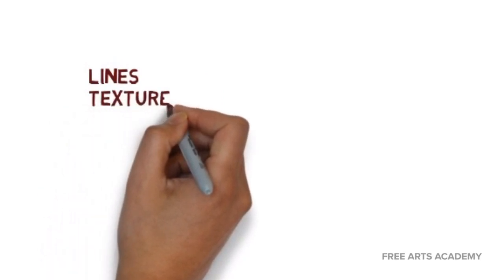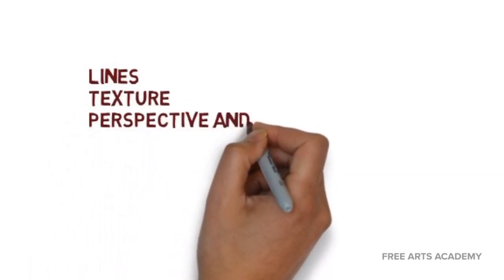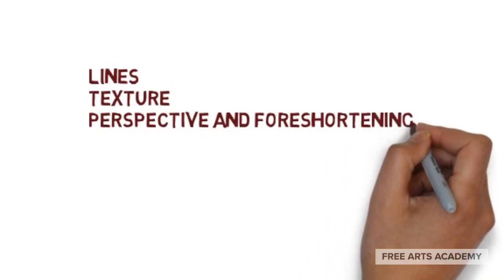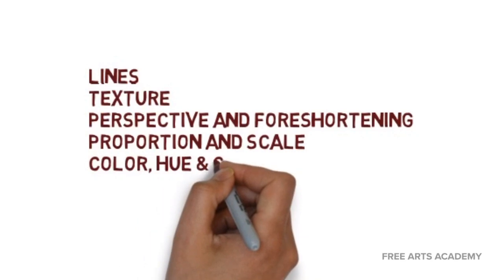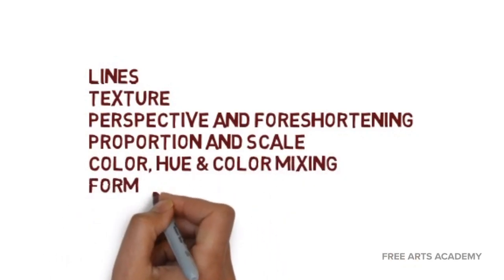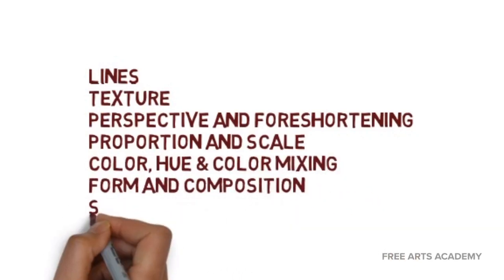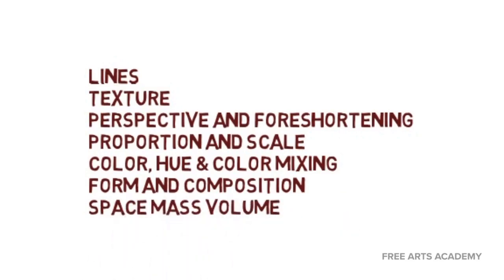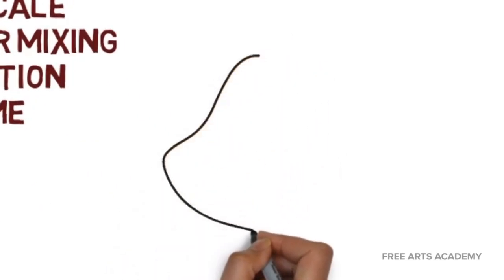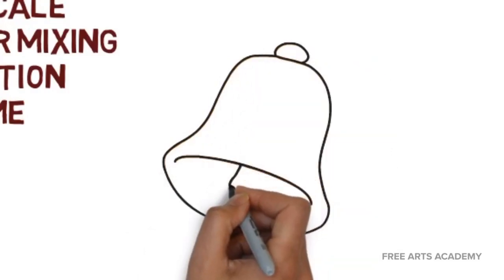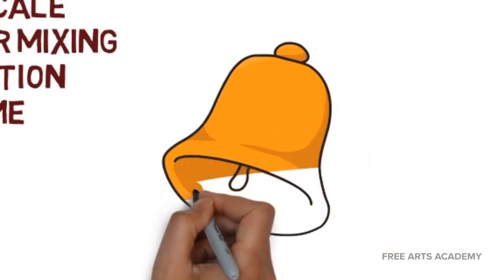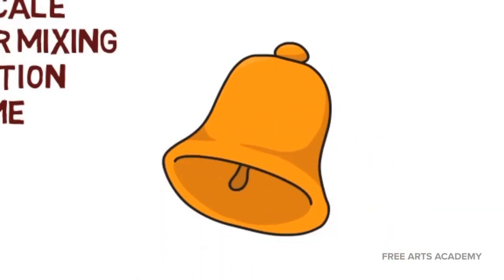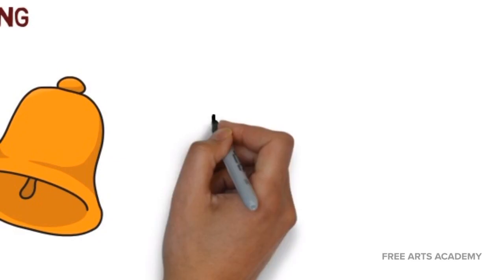By now, we have covered lines, texture, perspective and foreshortening, proportion and scale, color, hue and color mixing, form and composition, and now space, mass, and volume. If any of these don't ring a bell, please review by following the links in the description below. You'll need all these tools to begin your path to being an artist. The next set of terms will help you define yourself as an artist, so don't miss out.